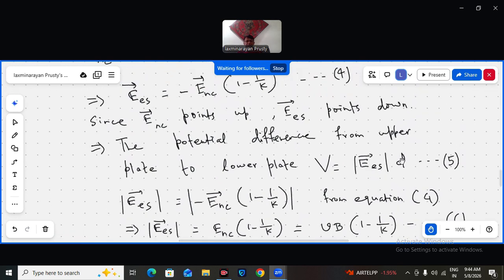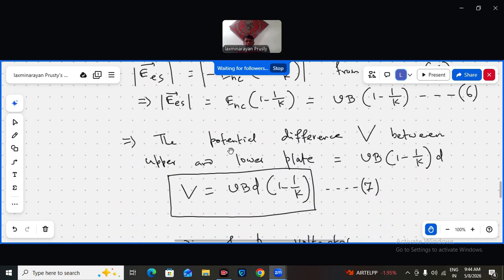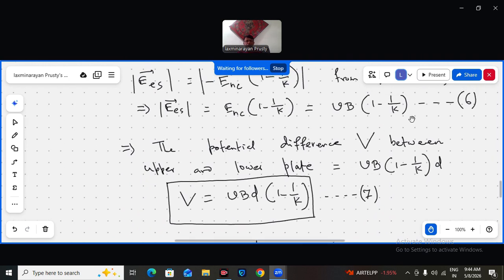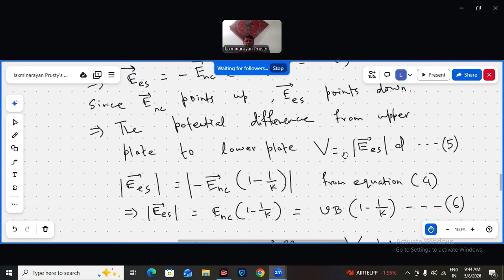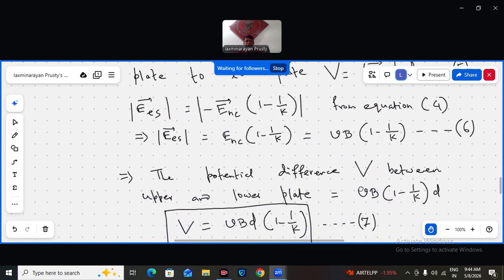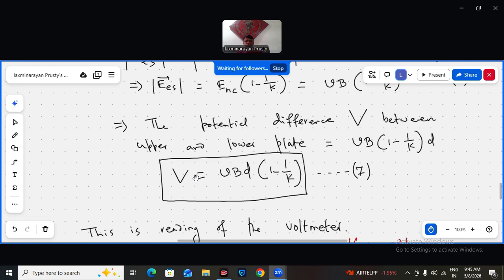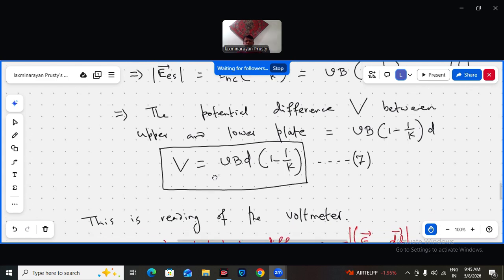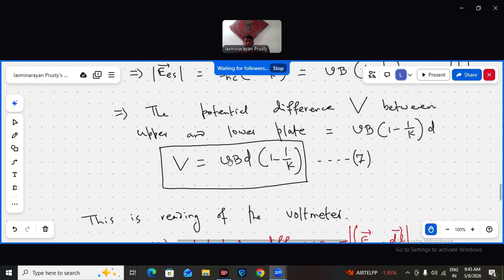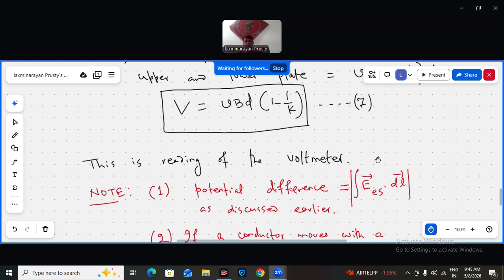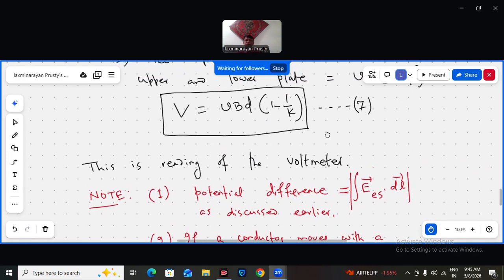Electrostatic field magnitude into D, from the positive to the negative plate. So that is the difference. The potential difference V between the upper and lower plate is VB (1 minus 1 by K) into D, using equation 5. So this V, the potential difference between the upper and lower plate, is VB (1 minus 1 by K) into D. This V is the potential one, and this V is the velocity, so don't get confused.